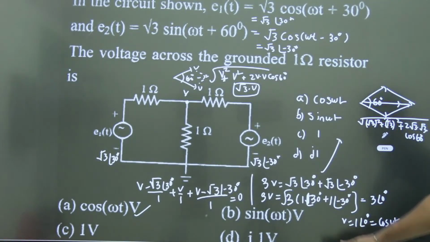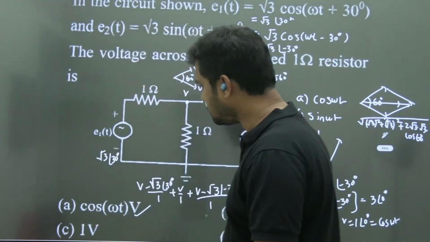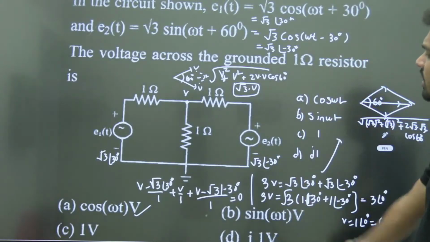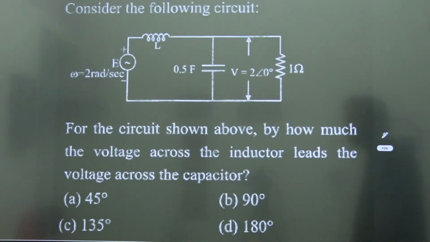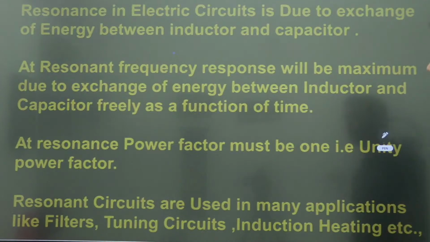So finally this will be √3 into √3 will be 3v equal to 3, v equal to 1 angle 0 degrees, that is cos omega t. If you take RMS, you get the RMS, and again you need to convert into time domain by multiplying with maximum value. So few questions are left for your homework, guys. आप लोग तो try कर सकते हैं.